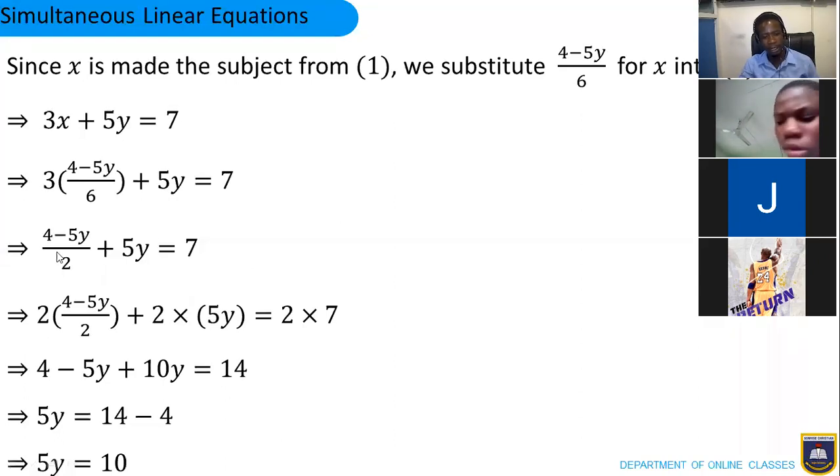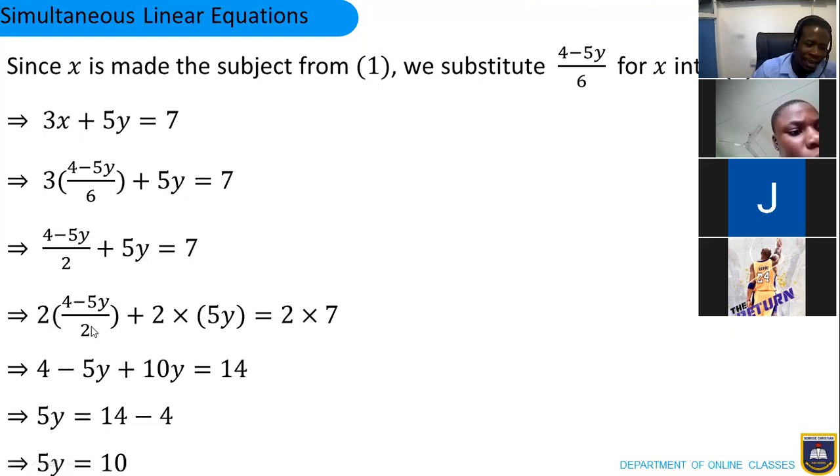So when we proceed, we have 4 minus 5y divided by 2 plus 5y is equal to 7. So we have a fraction in there again. The rest of the whole numbers are having denominator of 1, so you pick the LCM of the denominators. That is 2. And multiply through the whole thing by 2 to do away with the fraction. So that will give us 2 times 4 minus 5y divided by 2, bracket close, plus 2 times 5y is equal to 2 times 7.